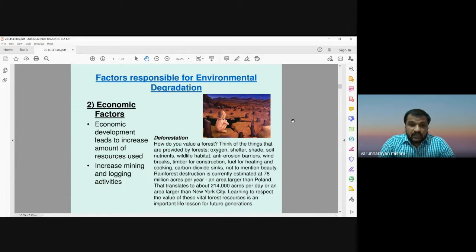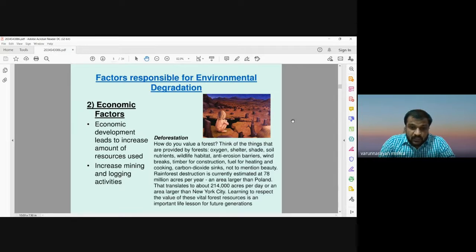Okay, so rainforest destruction. The destruction to the forest is currently estimated at 78 million acres per year. It is an area larger than Poland. So this high rate of deforestation translates to about 214,000 acres per day, or an area larger than New York City.